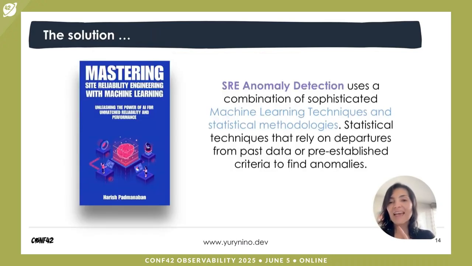A solution lies in SRE anomaly detection. That is a solution because we have other options in the state of the art. But in this case, this powerful approach combines sophisticated machine learning techniques with statistical methodologies, for example, identifying significant departures from past data and pre-established criteria to pinpoint anomalies. These allow us to move beyond simple thresholds and detect deviations.